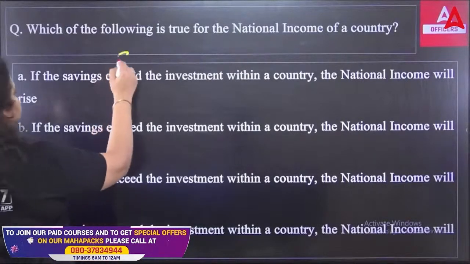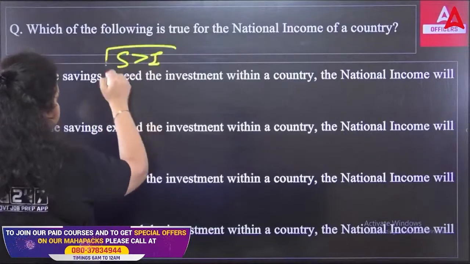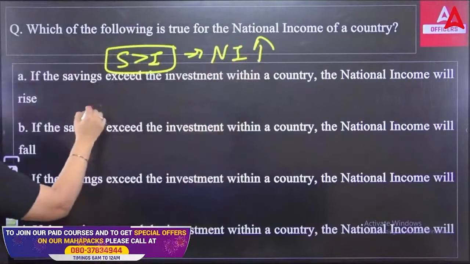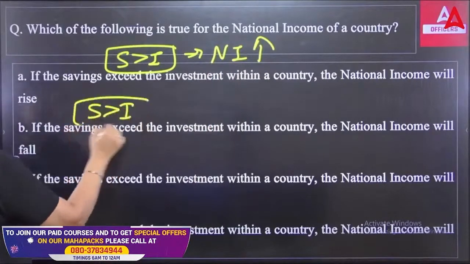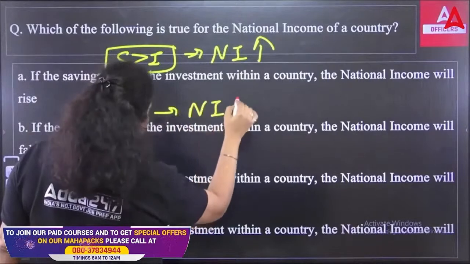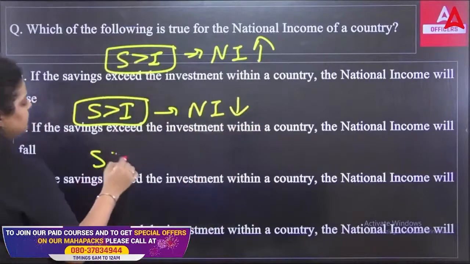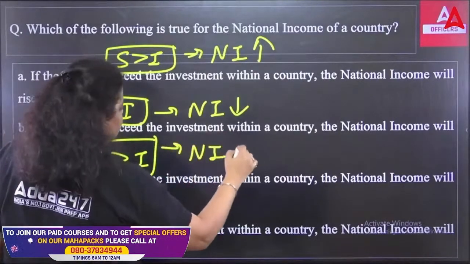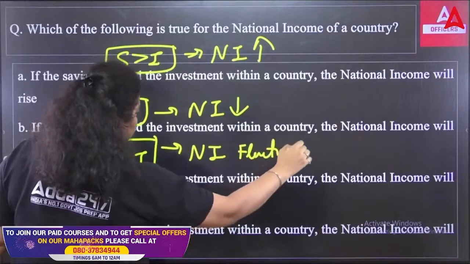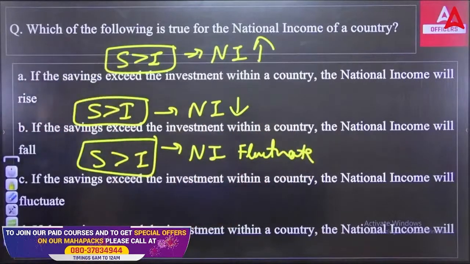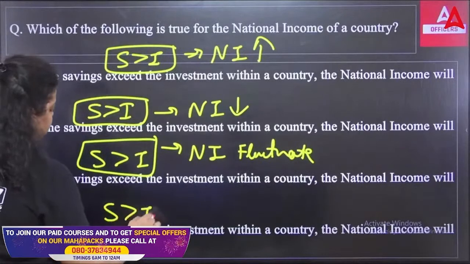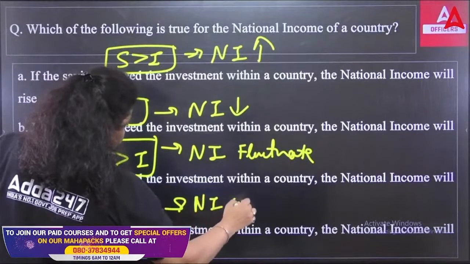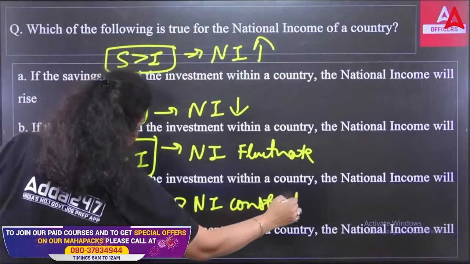So first is saying savings exceeding investment, because of that, national income increases. Second is saying savings exceeding investment, because of that, national income falls. Third is saying savings exceeding investment will somehow fluctuate the national income, but how it will fluctuate, we do not know. It might increase, it might decrease. And the fourth one is saying savings exceeding investment will create no change in national income. It means national income will remain constant.